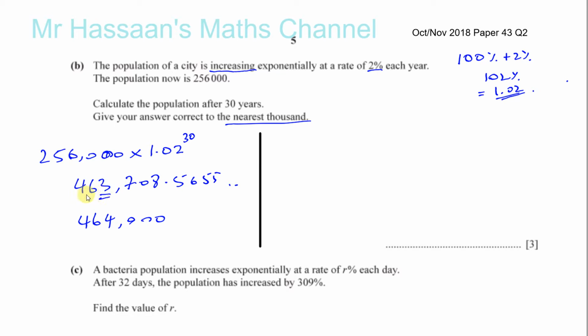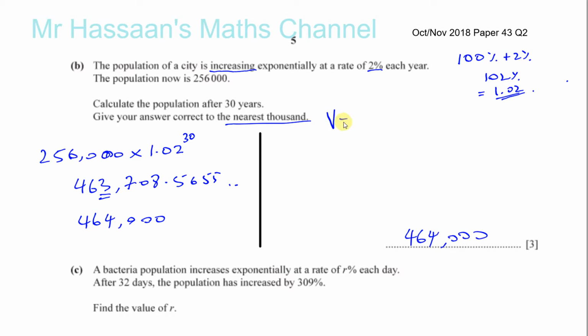Okay, you go to the place of the thousands and you see what the number after it is. If it's 5 or more, this increases to a 4, and then you fill in the rest of the spaces until the decimal point with zeros, and you don't put anything after the decimal point. So 464,000. So that's the answer. 464,000. There's also another method some people use, by just memorizing a formula.